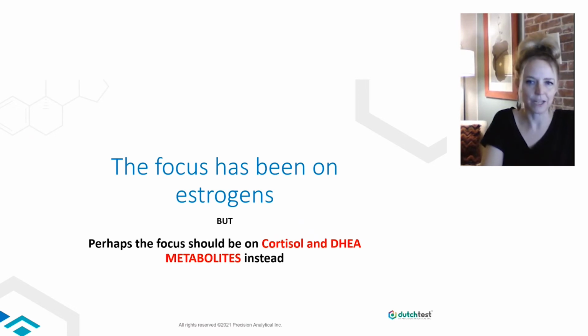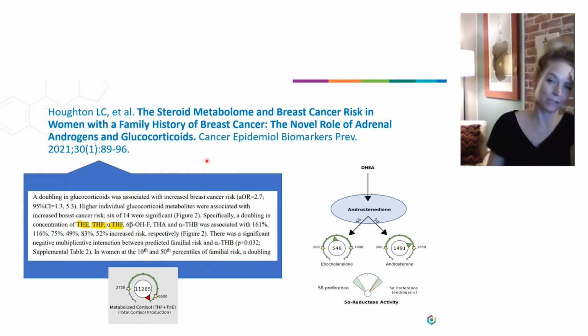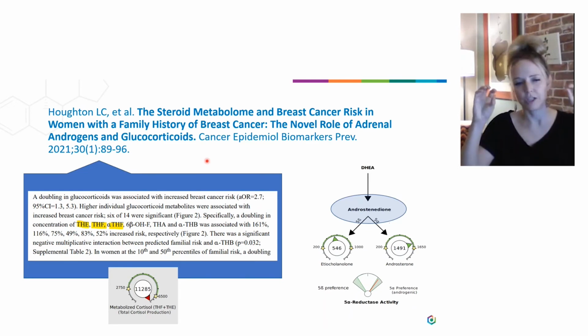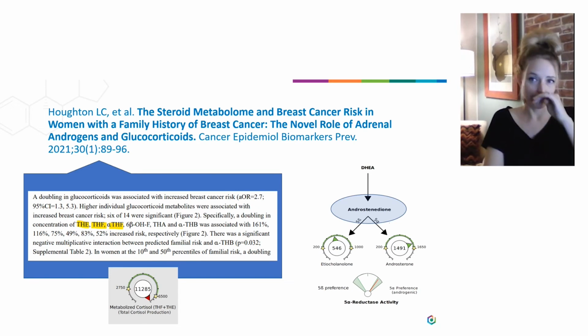So I want to share this study with you because I didn't even know it existed. It's called The Steroid Metabolome and Breast Cancer Risk in Women with a History of Breast Cancer. So they're really looking at estrogens, progestogens, the testosterone and its metabolites, DHEA and its metabolites, and all the cortisol metabolites. And this is an open access paper, so you can Google it or go to PubMed and find it, read it in its entirety.